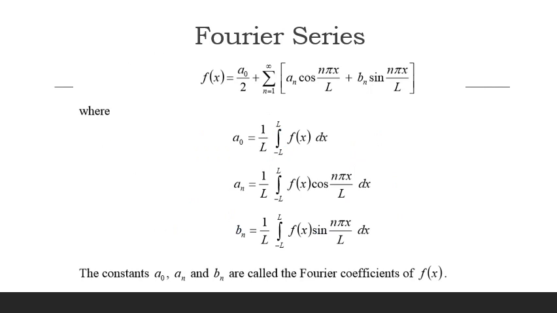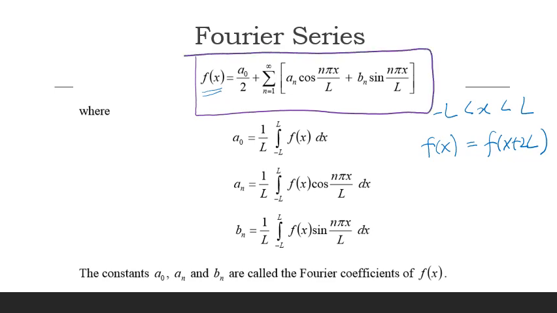Let f(x) be a function defined in the interval from negative L to L, and f(x) be periodic with period 2L. So we have f(x) equal to f(x plus 2L). The Fourier series is given by this formula.